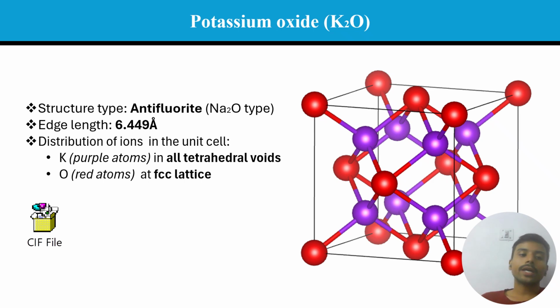Potassium oxide exhibits an anti-fluorite structure, that is Na2O type structure, with the edge length of 6.449 angstrom. And how the ions are distributed? Oxygen, being a relatively larger atom, forms an array of FCC lattice, and all the tetrahedral voids are occupied by the potassium ions.